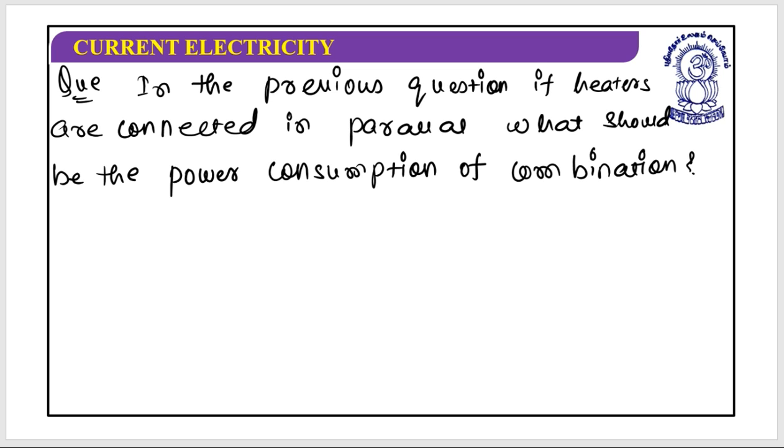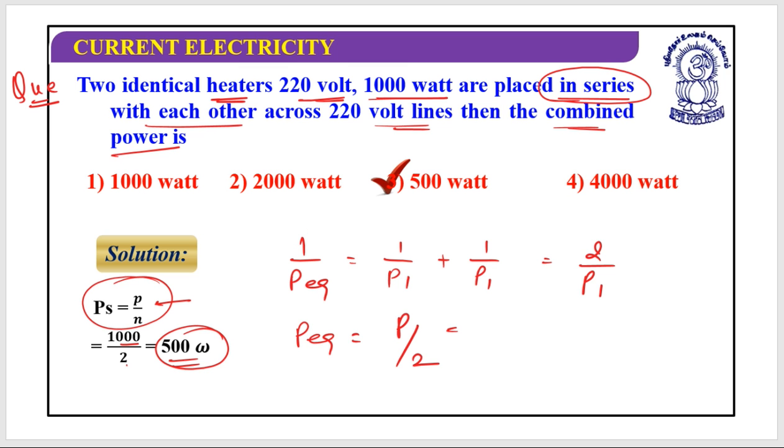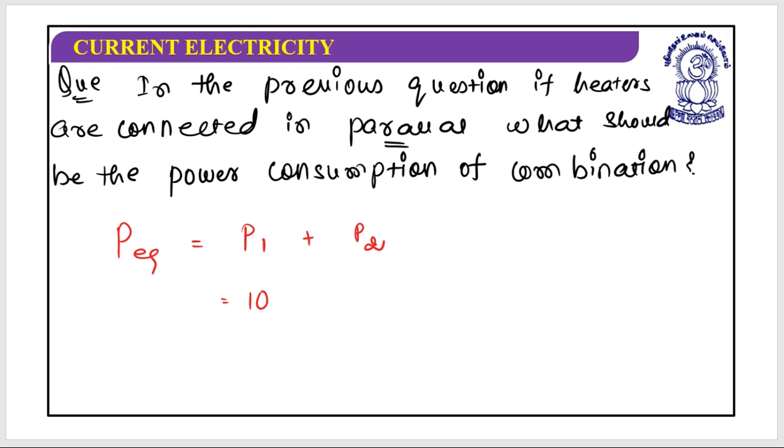So here they are connected in parallel. If they are connected in parallel, P equivalent can be written as P1 plus P2, and each one has a power of 1000 watt, so that can be written as 1000 plus 1000, that would be 2000 watt. This is the P equivalent.